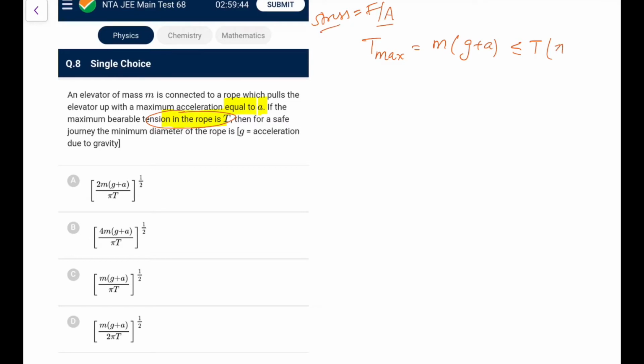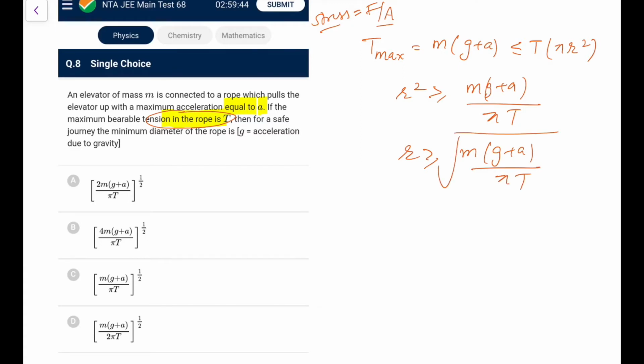So I should write it T into pi r square. From here, r square should be greater than or equal to (mg plus a) divided by pi T. So r should be greater than or equal to the square root of (mg plus a) upon pi T. It should be the maximum bearable stress, because that is the material's property, and that is what the general question is about.